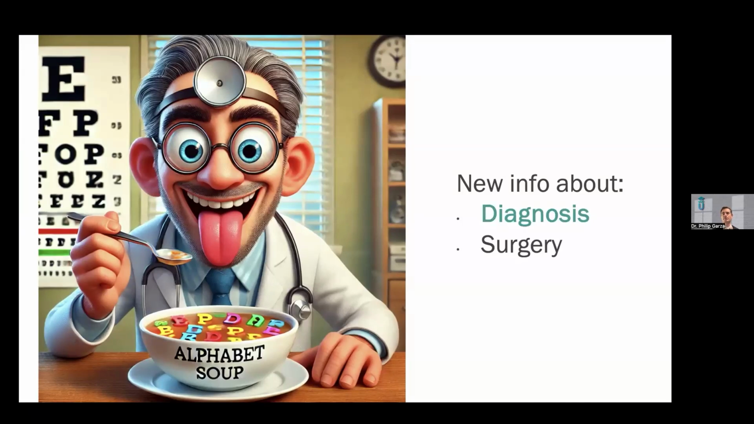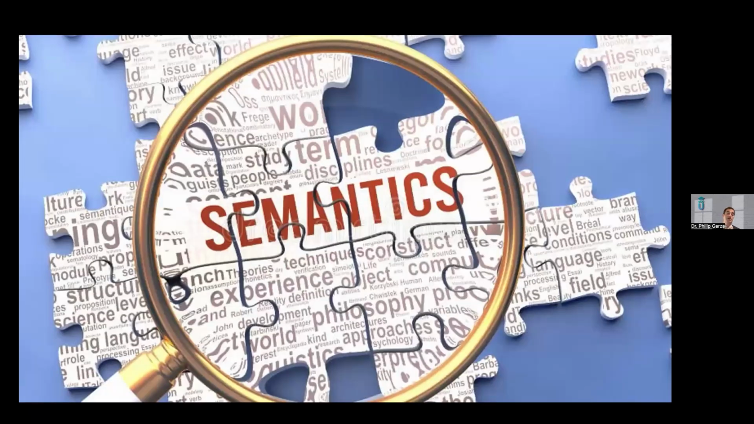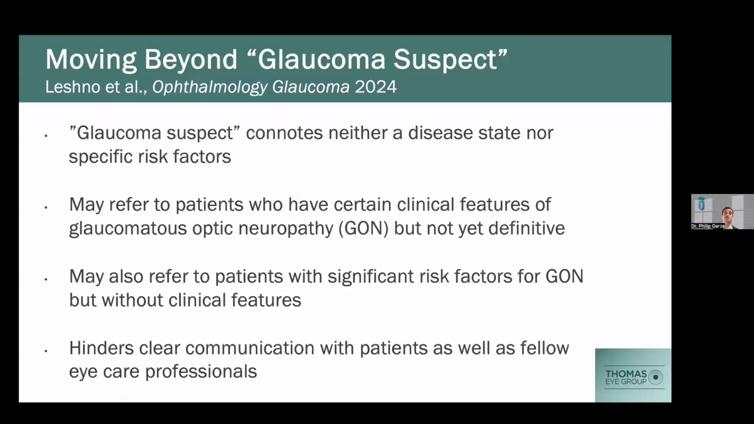And I'm going to start with new info about diagnosis. And I'm going to actually start with something that's potentially boring, but I think is really important, which is the semantics of glaucoma suspect. It's a really troublesome term because it connotes neither a disease state nor specific risk factors. And so I think we use it in a couple different ways. We can talk about glaucoma suspects as patients who have certain clinical features of optic neuropathy, but it's not yet definitive, or for patients who have significant risk factors, but without those clinical features of a glaucomatous optic neuropathy yet. And it's just muddy. It's a muddy term.